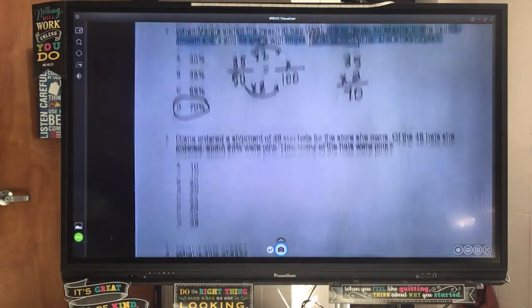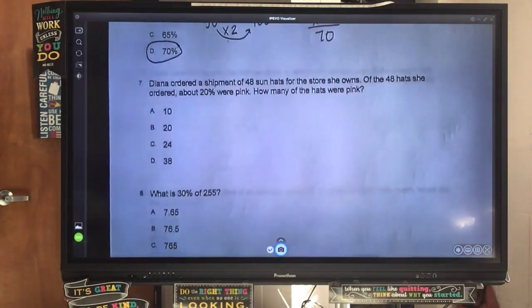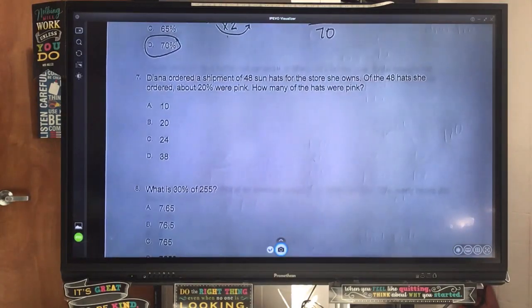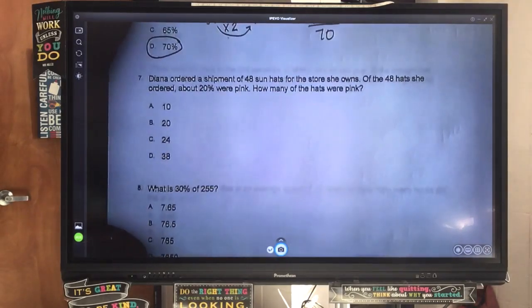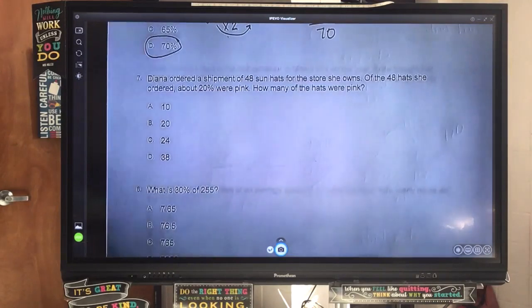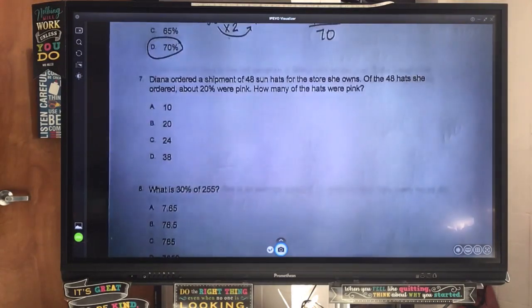All right, number 7 says Diana ordered a shipment of 48 sun hats for the store she owns. Of the 48 hats she ordered, about 20% were pink. How many of the hats were pink? All right, so what is important in this question? Guys, this is the easy part that I need all hands up. Everybody should be participating with this part.